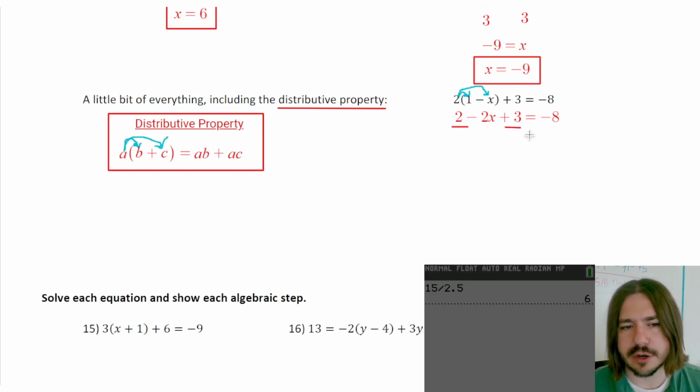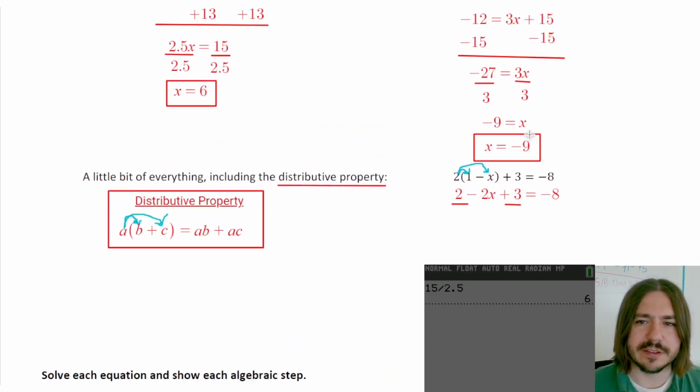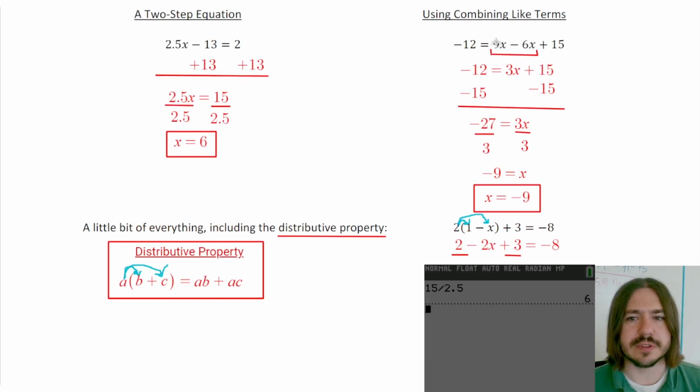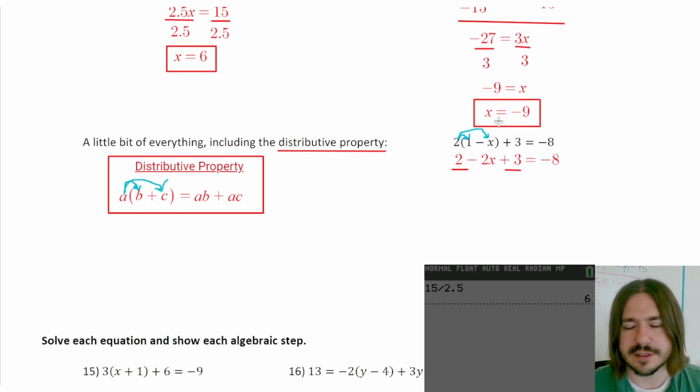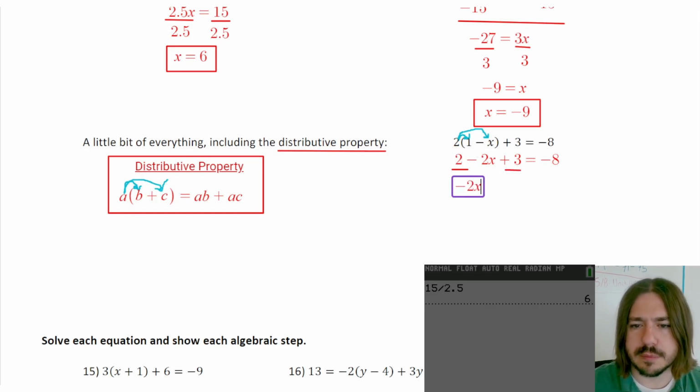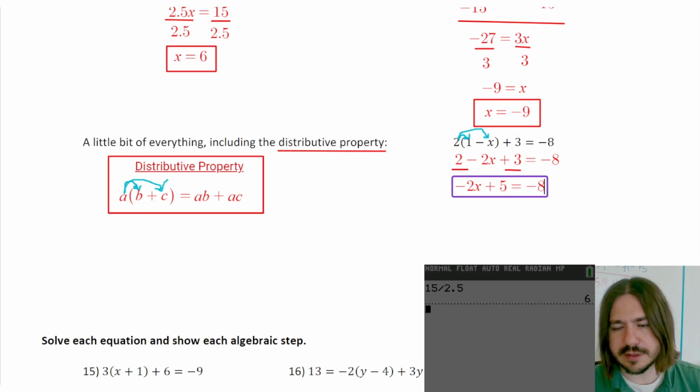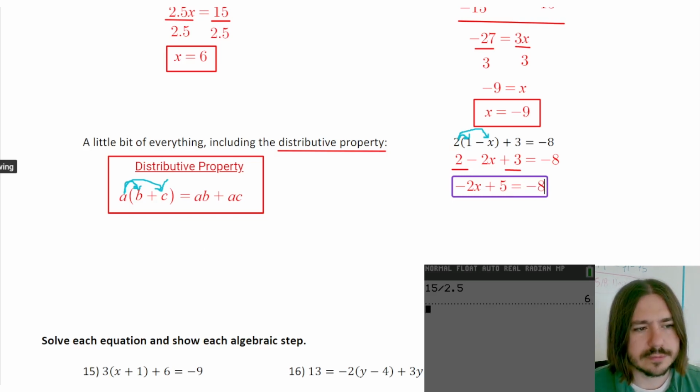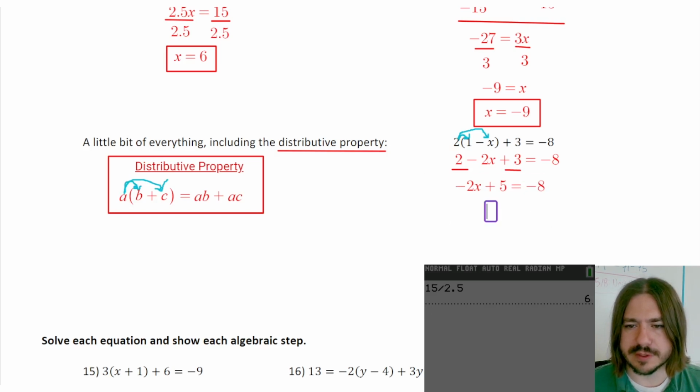When you're combining like terms, I'm not sure if I really specified this, but like terms are terms that have the same variable with the same exponent, or in the case of constants, the ones that have no variable. So we can combine these. 2 plus 3 is going to be 5. So I'm going to rewrite this as negative 2x plus 5 equals negative 8. Then I'm going to subtract 5 from both sides.